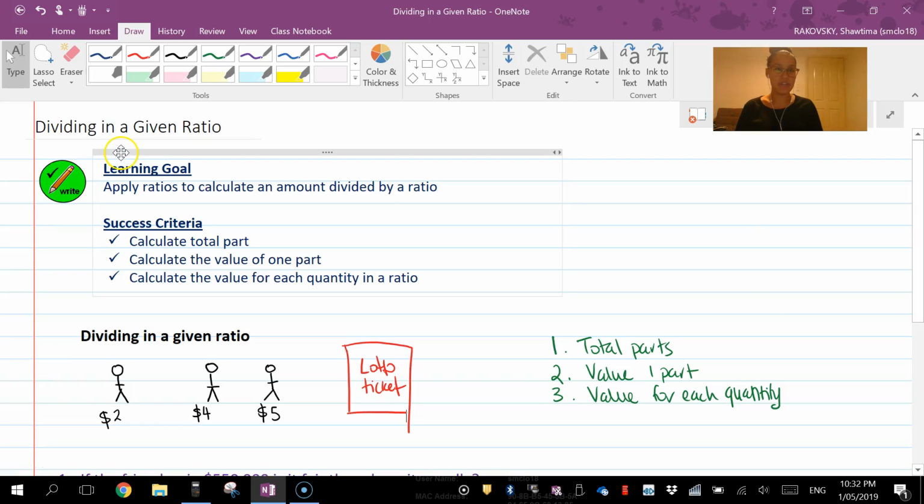Hi everyone, in this video we're looking at dividing by a given ratio. So we're going to apply ratios to calculate an amount divided by a ratio. It sounds a bit tricky, but it's really useful, and it's very helpful when you're trying to divide amongst things that aren't equally distributed.